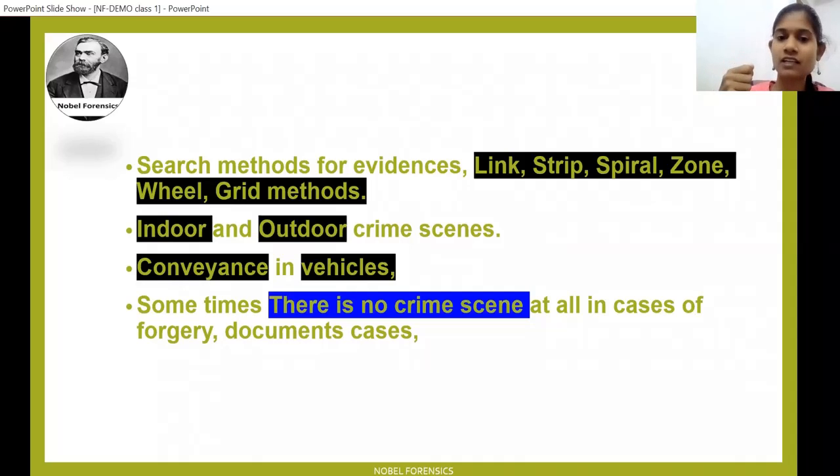The document itself serves as the crime scene. If it is a case of forgery, like a bank cheque, then the forged signature itself serves as a physical evidence. So investigating with that single document only, that serves as the crime scene. In pickpocket cases, there is no crime scene. So there are some crimes that don't have any crime scene at all.